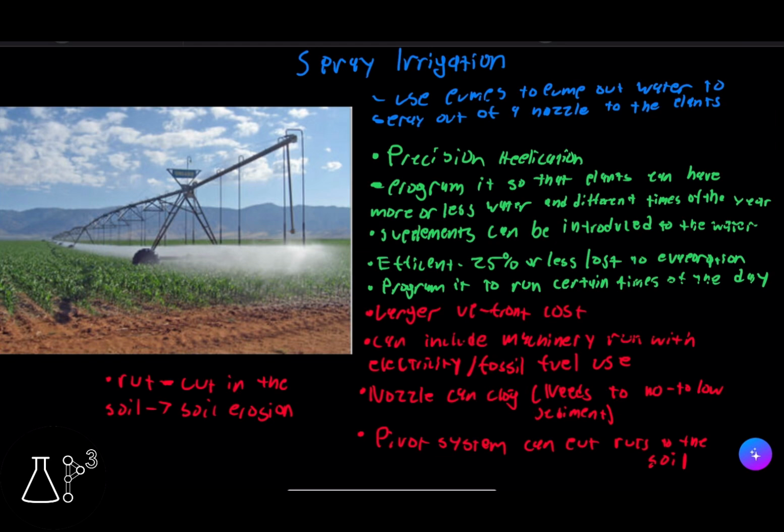The bad thing about it is that it has a larger upfront cost. It costs a lot of money for machinery, and it includes running costs, which are electricity and fossil fuel use. If we use too much fossil fuel, that's going to cause carbon to be released into the atmosphere. Nozzles can clog, which leads to low sediment, and pivot systems can put ruts into the soil. Ruts are basically cuts into the soil, which will lead to soil erosion. So these are the good things and the bad things of spray irrigation.